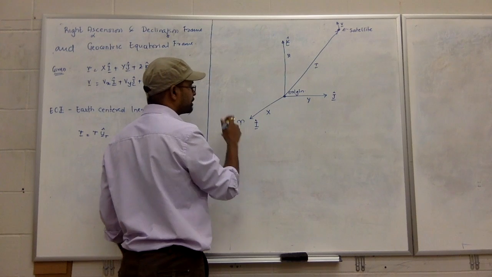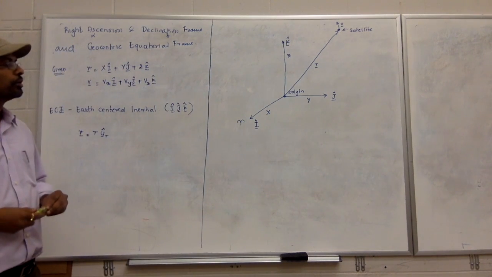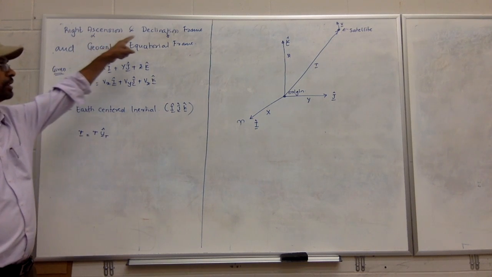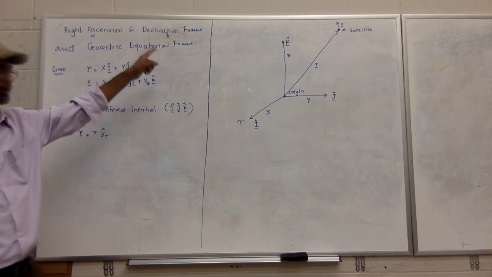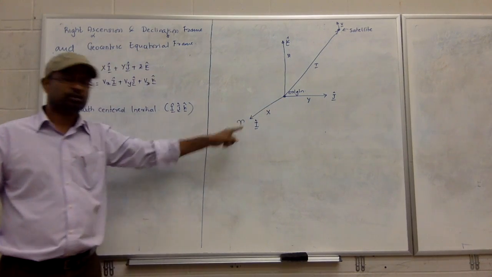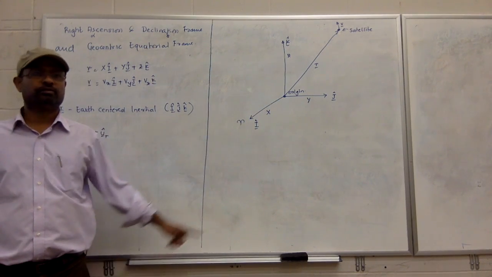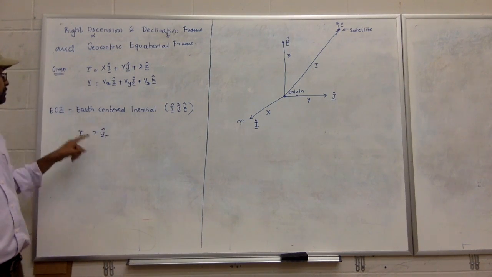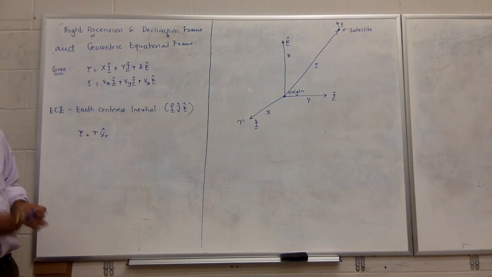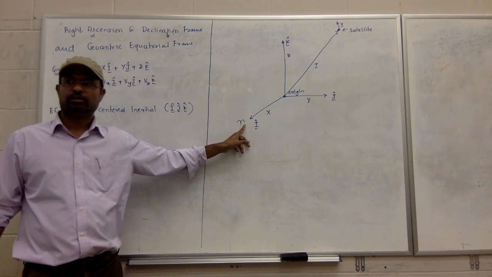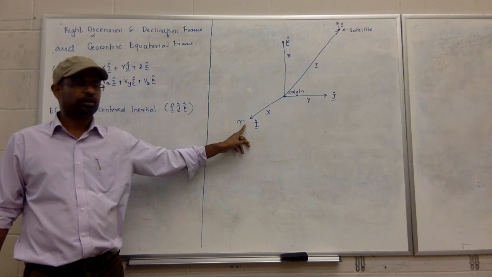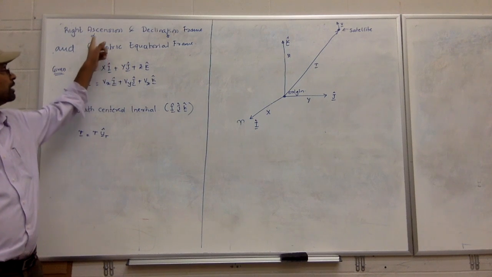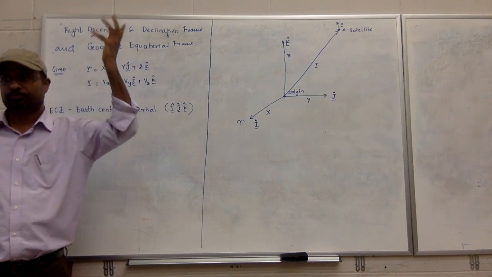We know this direction is the same for the right ascension and declination frame and the geocentric equatorial frame. What direction is this? We said this is the vernal equinox, or the Aries direction. ECI stands for Earth centered inertial. This is also 0 degree right ascension, 0 degree declination, right?